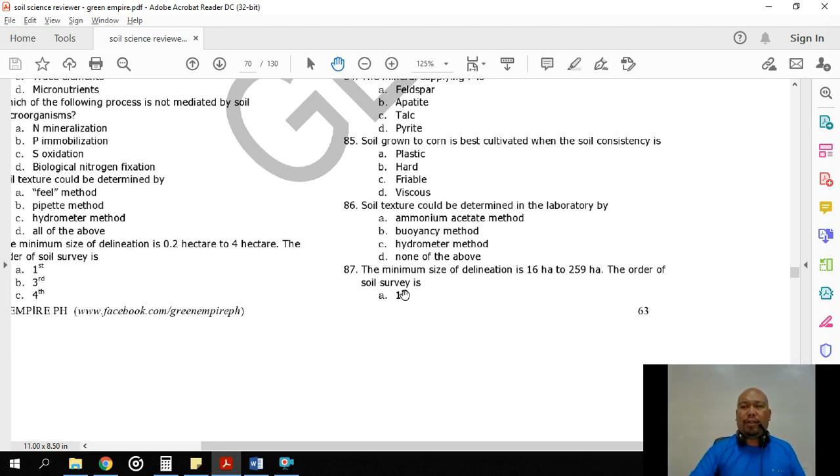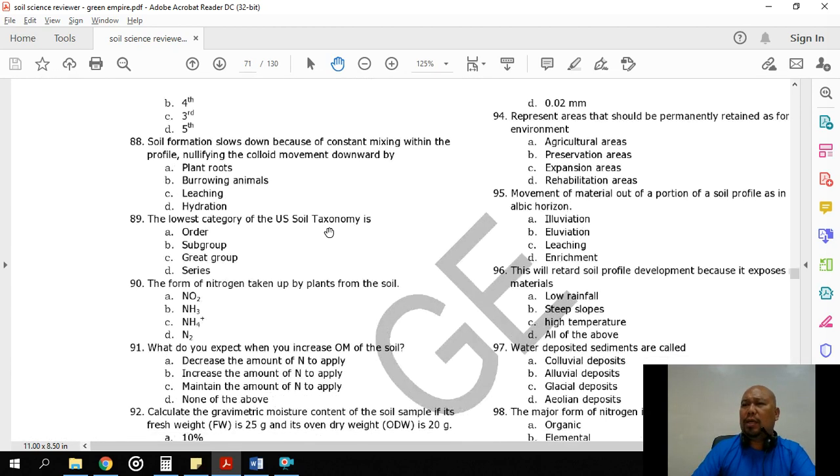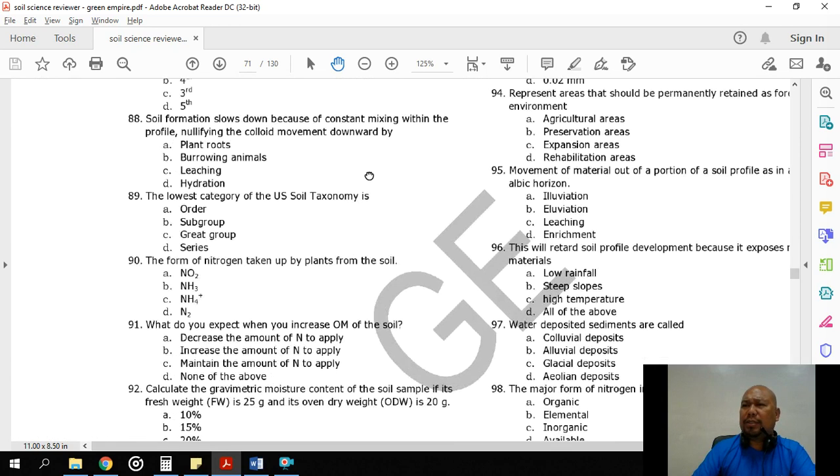Number 87. The minimum size of delineation is 16 to 259 hectares. The order of soil survey, okay, I don't know this one. This has something to do with soil taxonomy, their degree of detail in a soil mapping operation or procedure. Miss Alesna is very familiar with this. You can ask her about it. To be honest, I don't know what the answer to that is.